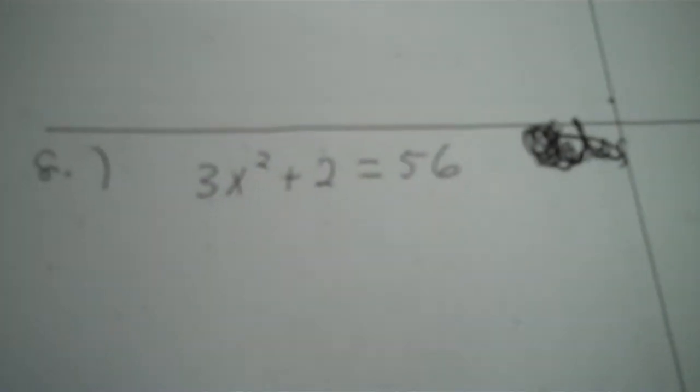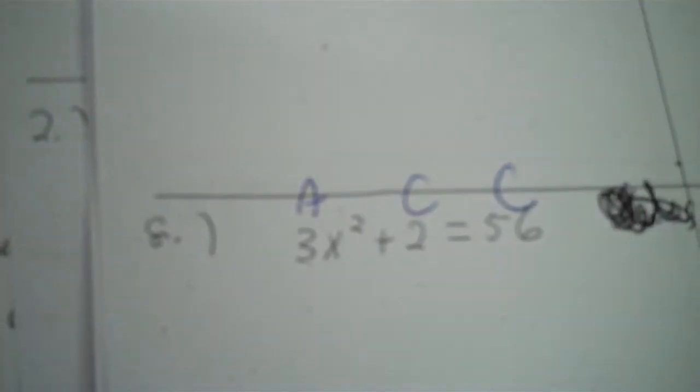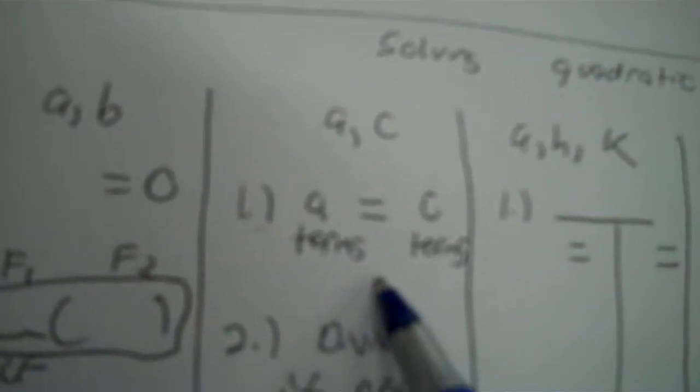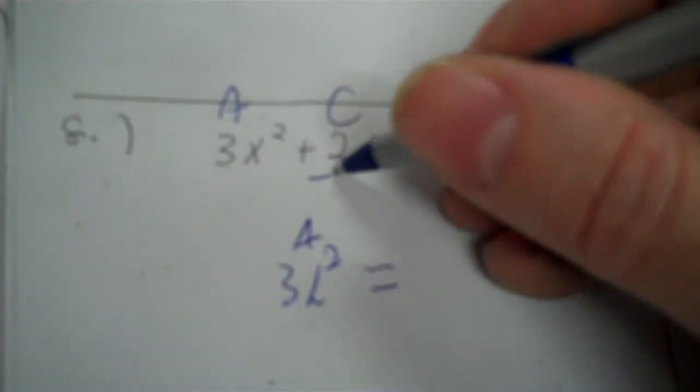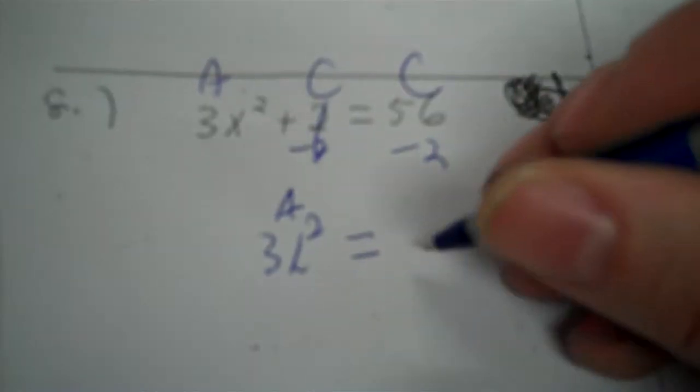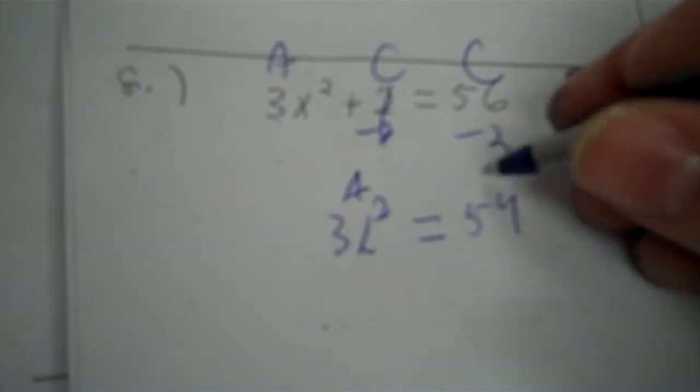Okay. Number 8, 3x to the second power plus 2 equals 56. Okay. So all these have 2 answers. You've got A and C. Okay, you get the A terms on one side, the C terms on the other. So the A terms are where we want them, but the C's have to be combined on the other side, and that's 54. Okay, now divide if needed. It's needed. We divide by 3.